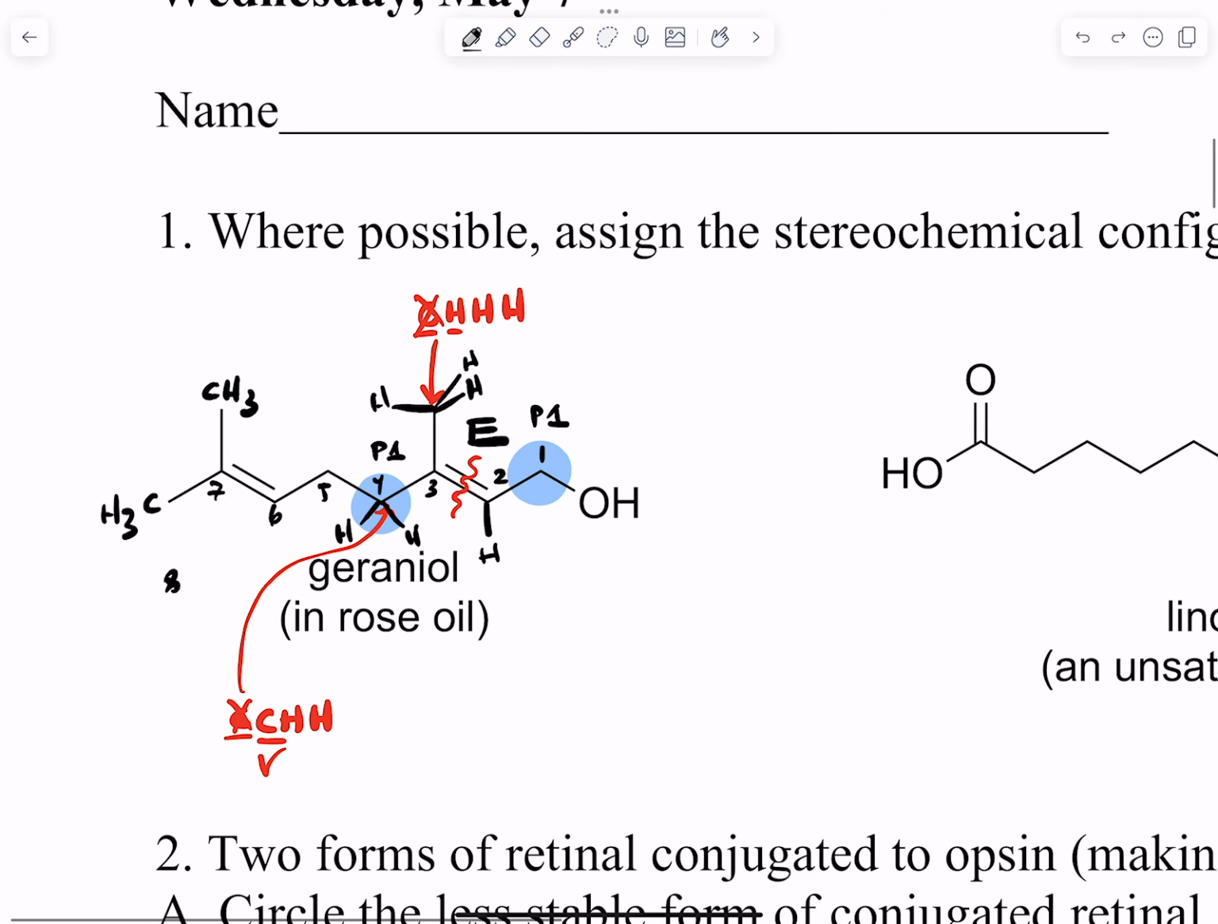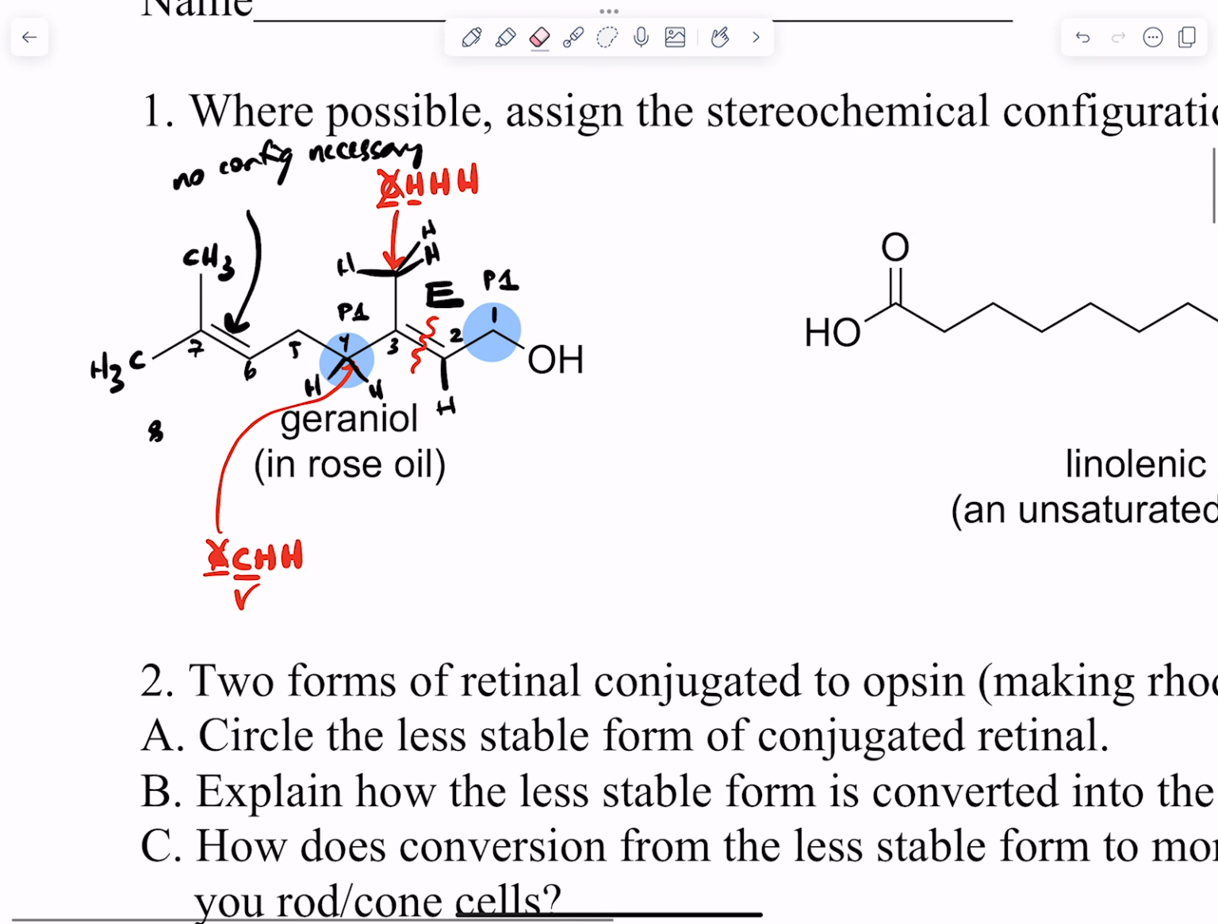All right, so you can see that for the pi bond between 6 and 7, there is no configuration necessary. So if we wanted to name this molecule IUPAC-wise, you've got 1, 2, 3, 4, 5, 6, 7, 8 carbons in the longest chain that contains the highest priority functional group, which is an alcohol. So we know the suffix would be -ol. There are 2 pi bonds, one between 2 and 3 and one between 6 and 7. So this molecule is a diene-ol.